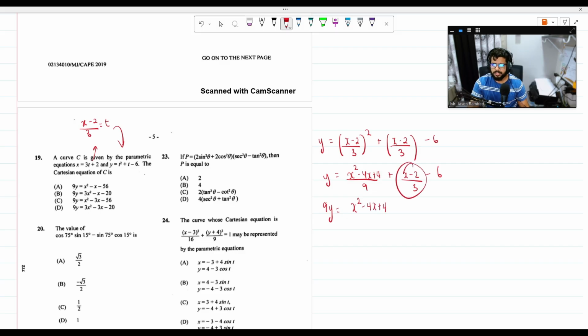When I multiply this by 9, the 3 and the 9 cancel. So I'll get 3x, and 3 2s are 6. And 9 by 6 is 56. So 9y will be x squared minus 4 plus 3 is minus x. So we have x squared minus x. So looking like we're going up to A to be the answer.